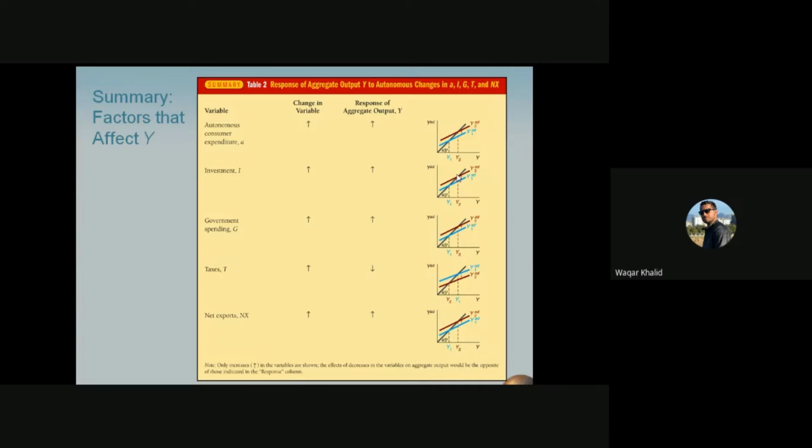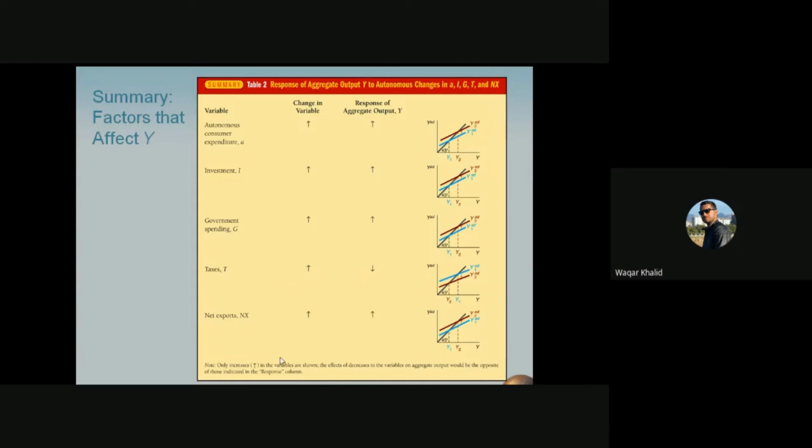But now look at the fourth case, taxes. If the government increases its tax rates, what will be the response of aggregate output? This will decrease. Look at the curve from Y1, this line, aggregate demand line Y1 AD will shift downward to Y2 AD because it will negatively affect the economy. So the aggregate output will decrease from Y1 to Y2.